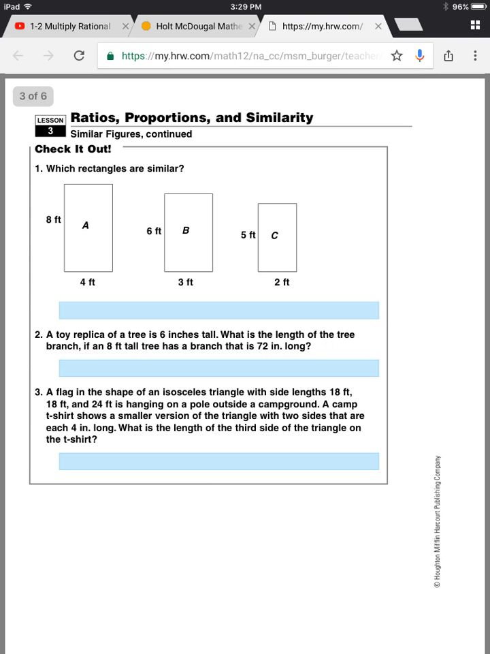Alright, do your check it out. Don't just assume that because they're all three rectangles that they're similar. Make sure that you simplify each one to see if the corresponding parts equal each other. And then do 2 and 3. Follow the examples. It will really help you on those. Story problems I know are no fun, but you've got good examples.